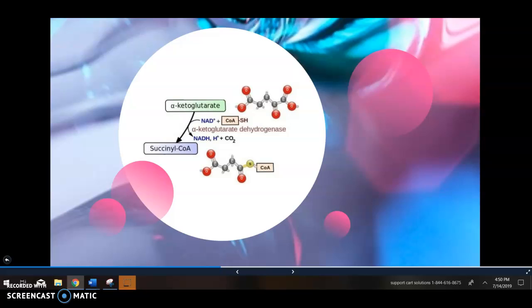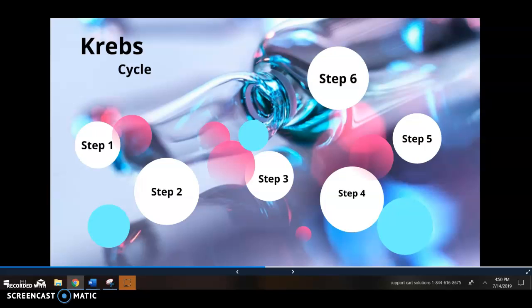Next, the alpha-ketoglutarate is oxidized to form succinyl-CoA. In the process, NAD is converted to NADH, and again another molecule of carbon dioxide is released.